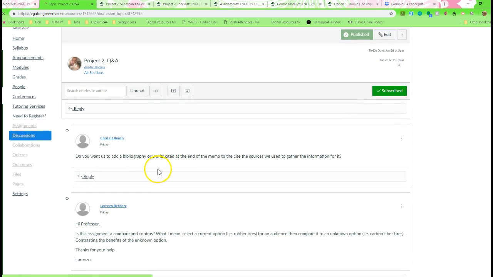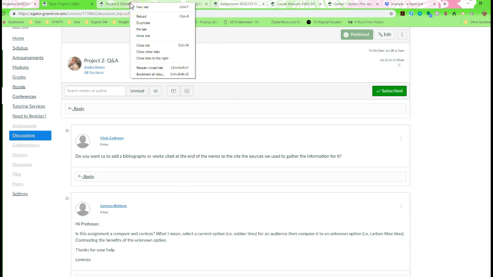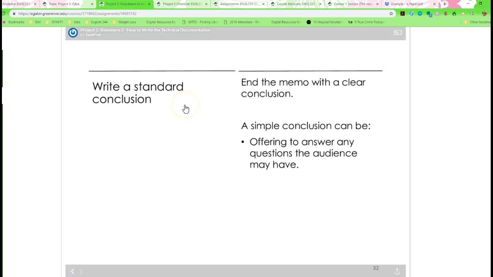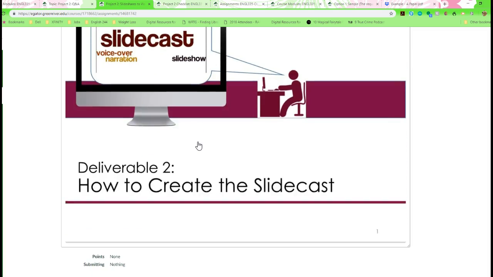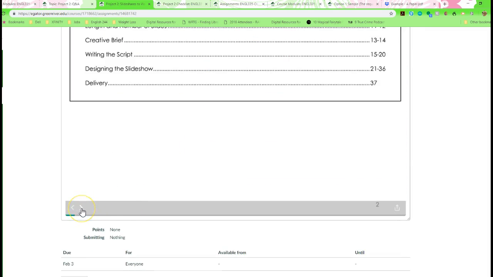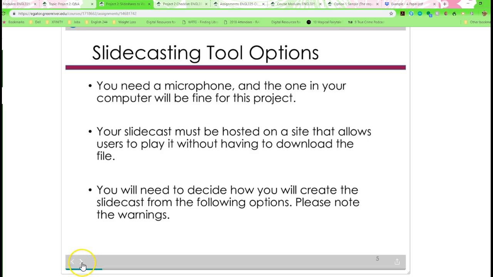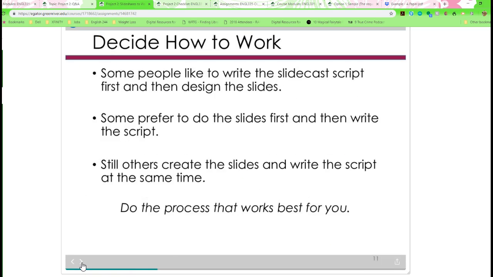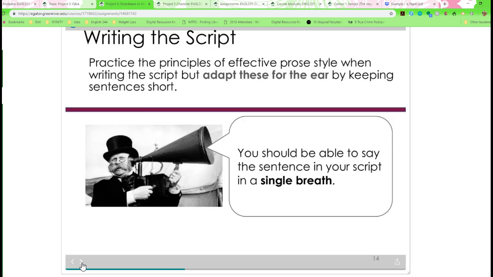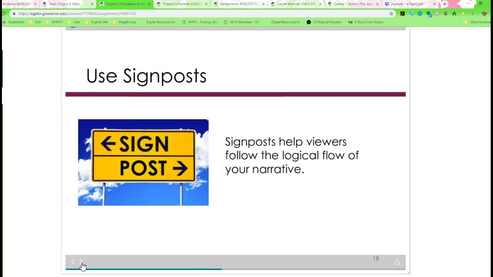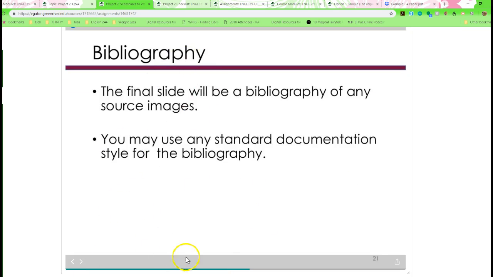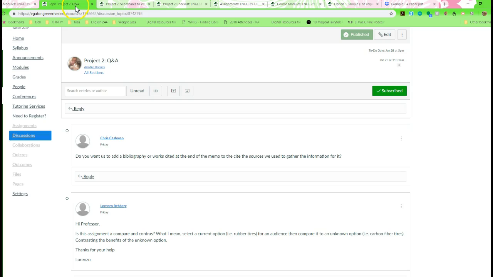Do you want us to add a bibliography or works cited at the end of the memo? No. I want you to add your works cited at the end of the slide share. So if you go to the slide shares, slide cast, it says in designing the slideshow, it doesn't ask for a bibliography in the memo, but it does tell you here to make sure that you have a bibliography in the slide cast. So make sure you put one there.